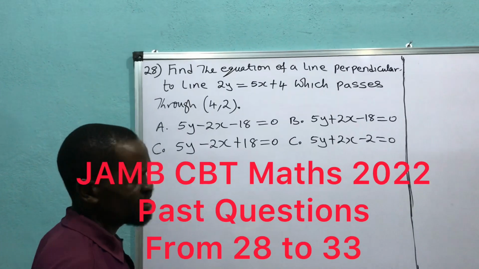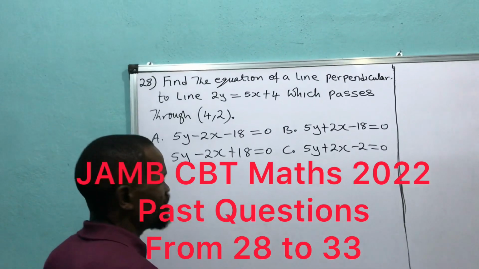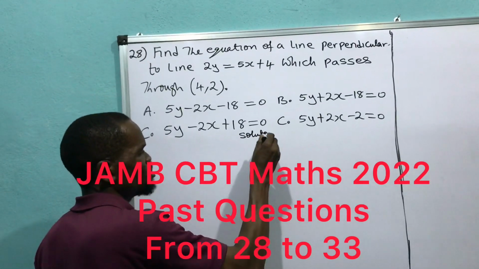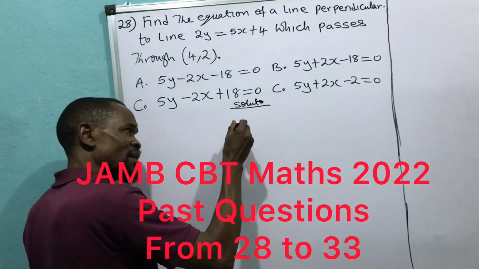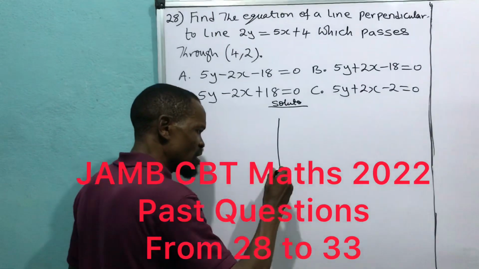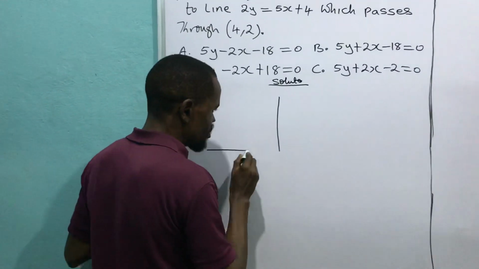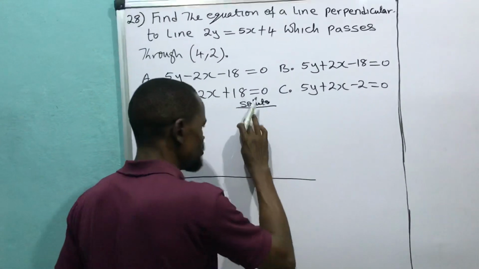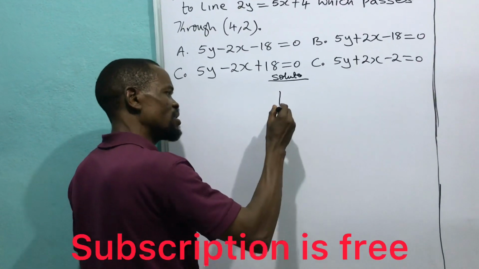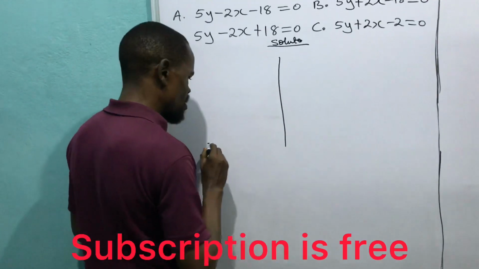What does this mean? To be clear, this means we need the solution. Let's go to the solution. This means a line. Look at this line. For this line to be perpendicular across this one, okay, let me draw it properly. This is a perpendicular across this line.